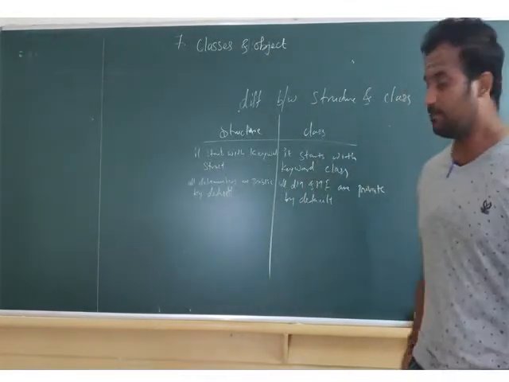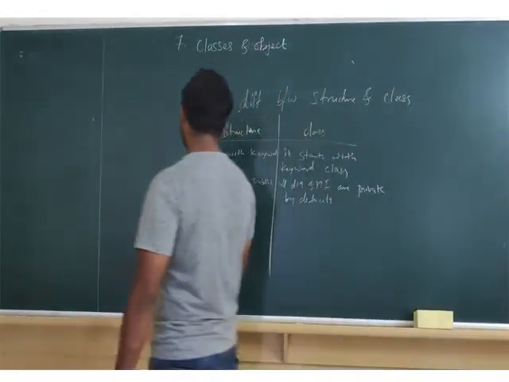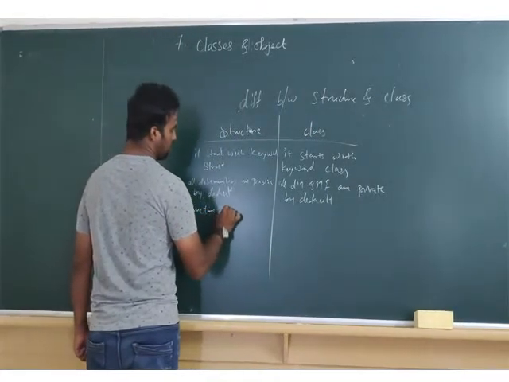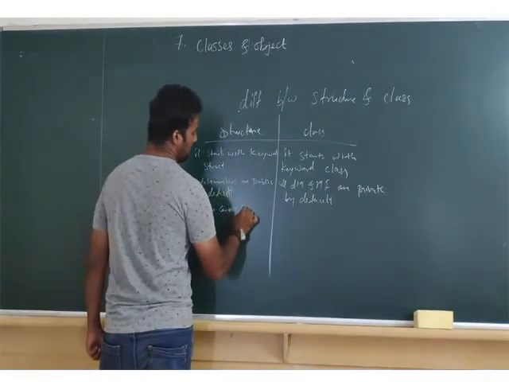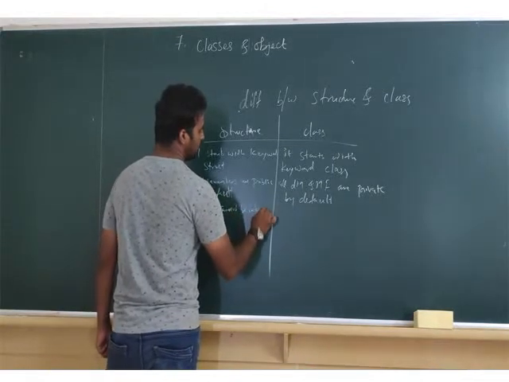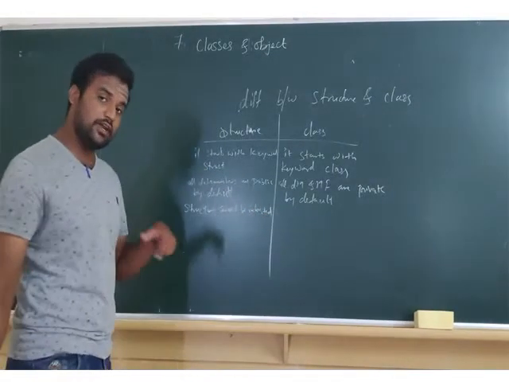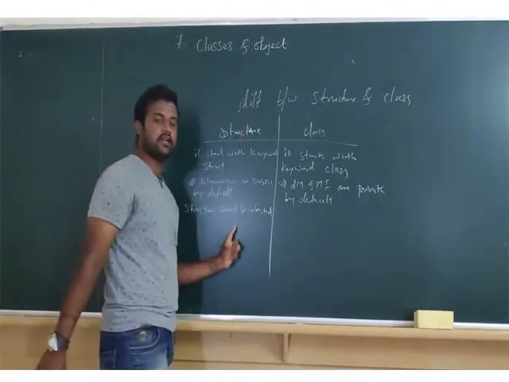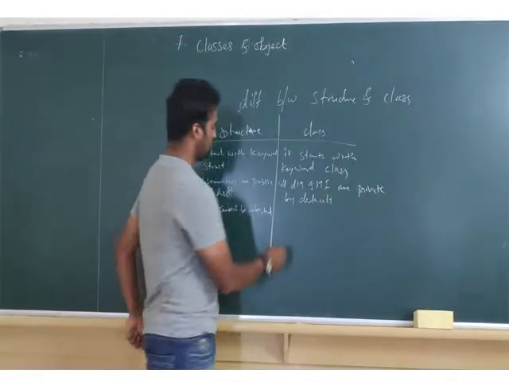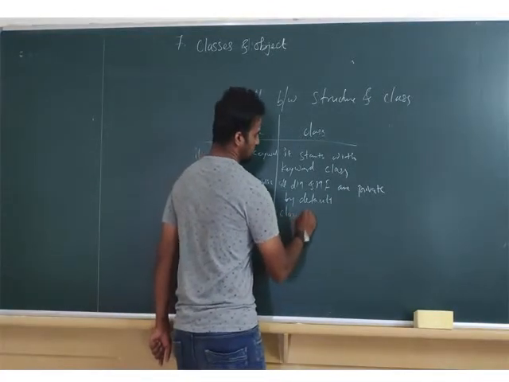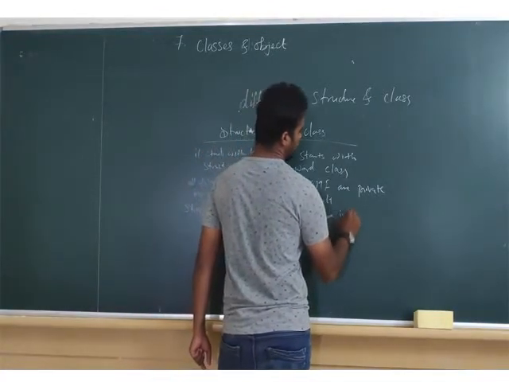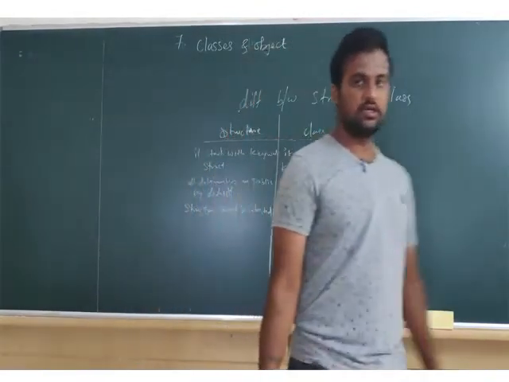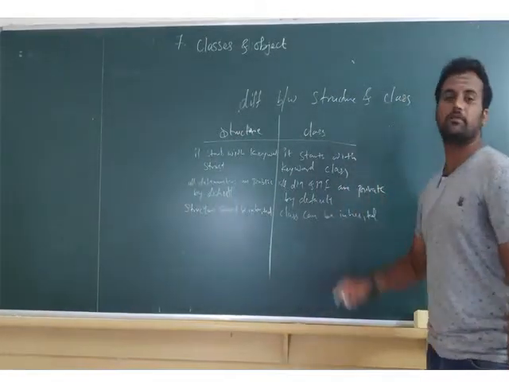Okay? And the third difference is structure cannot be inherited. I have already told you the meaning of inheritance. Okay? Here in this inheritance is not possible. Here class can be inherited. Okay? This is the difference. Here inheritance concept is possible.